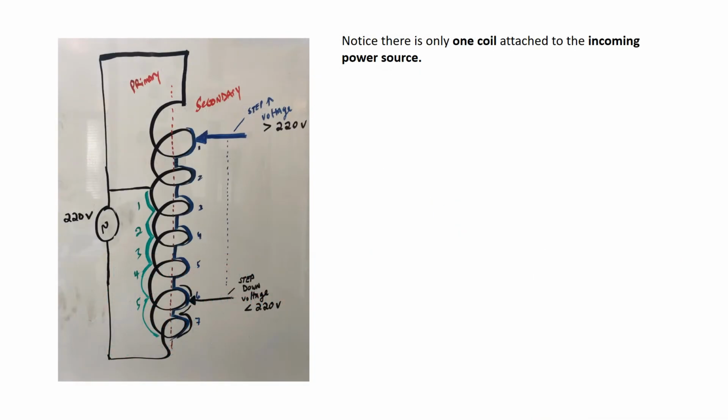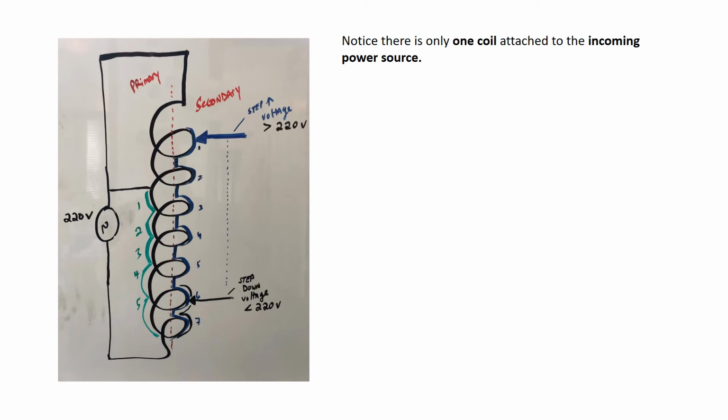Over on the drawing on the left, I tried to draw here for you an autotransformer. I'd like you to notice that where it says 220 volts, there's a little symbol which indicates this is alternating current. What I'd like you to notice is that you've got a single coil.